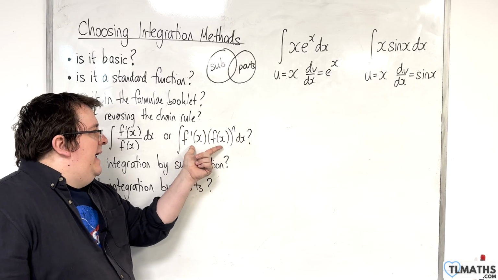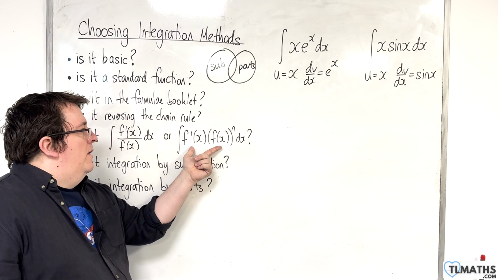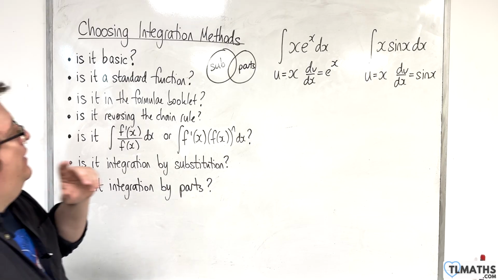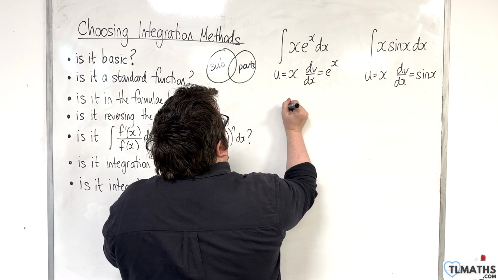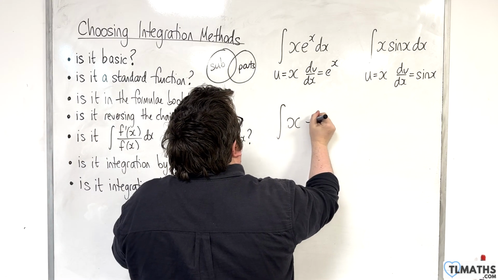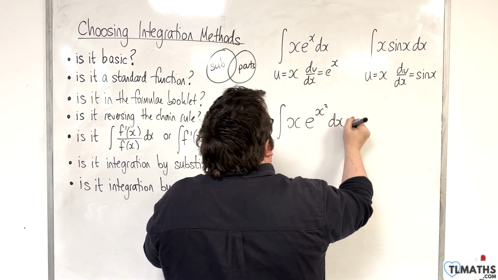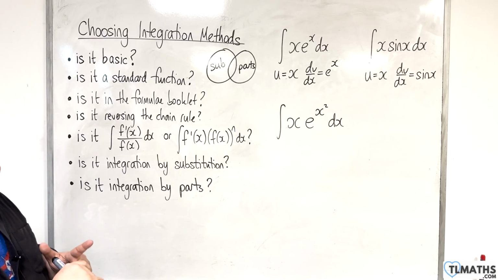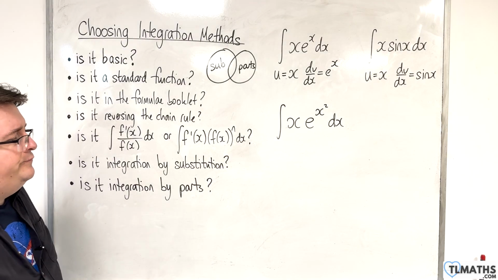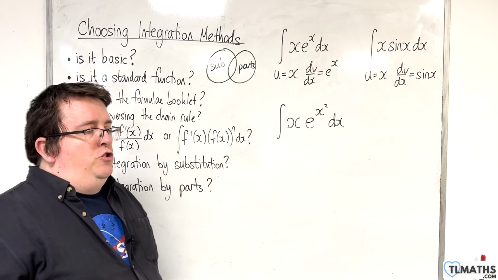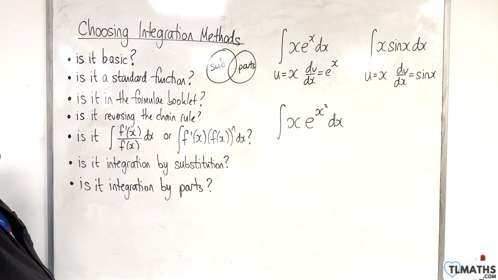So this thing here, really, let's write it like this. Let's write this as x e to the x squared. Let's say we've got this instead. We've got a function that looks very similar to it. Is that integration by parts?